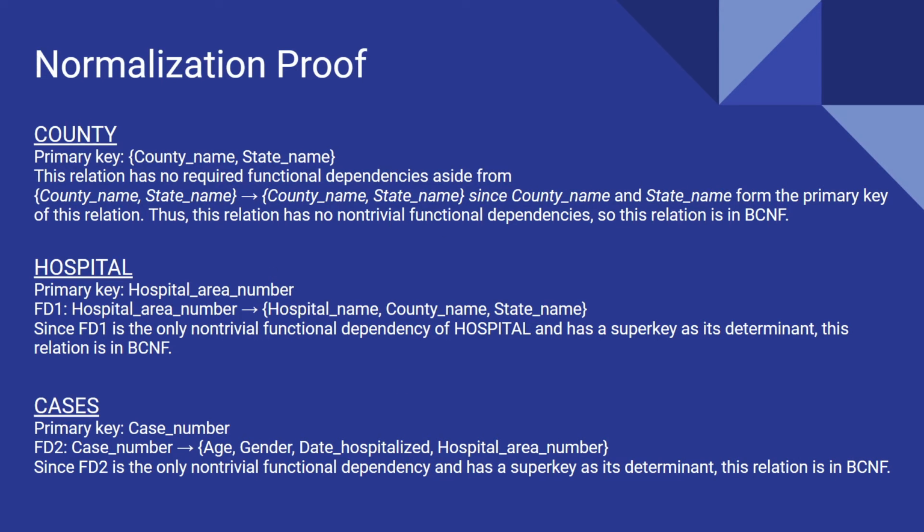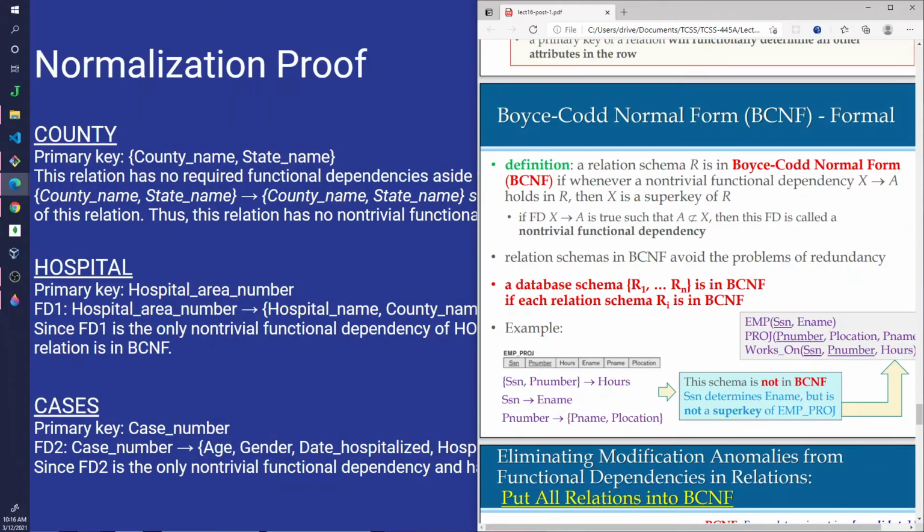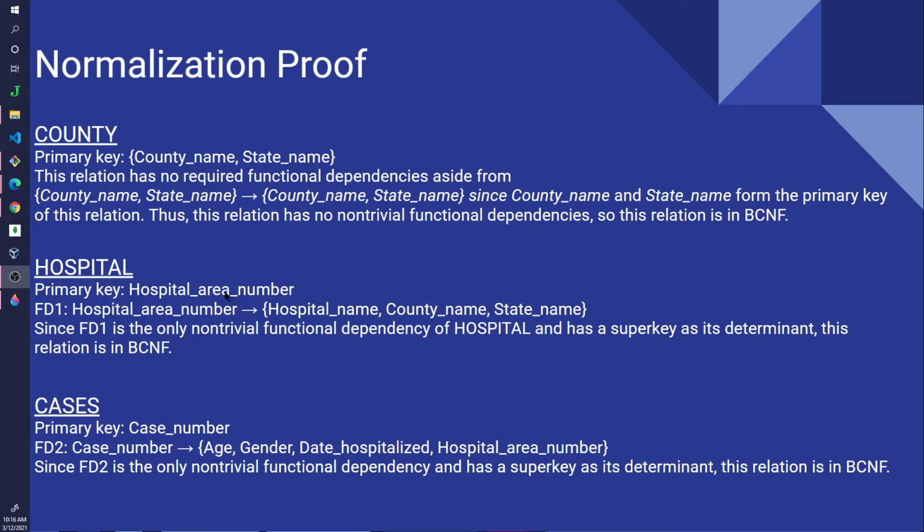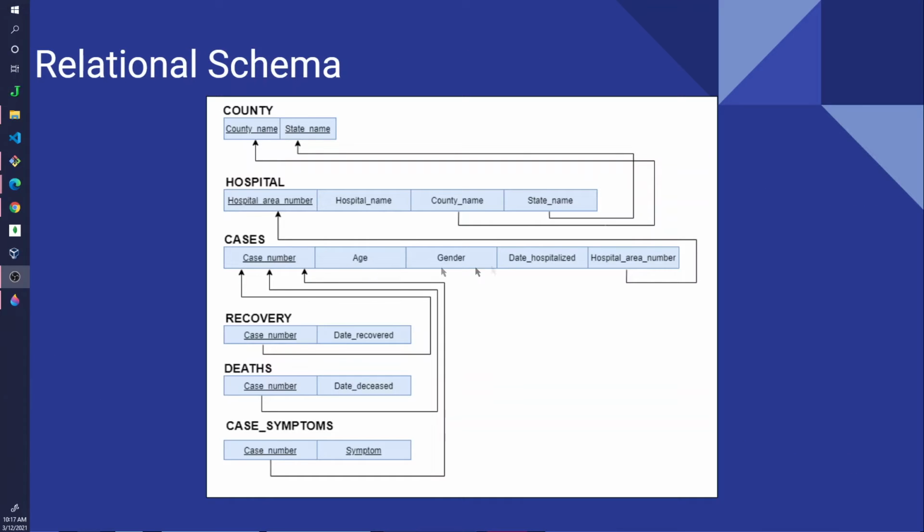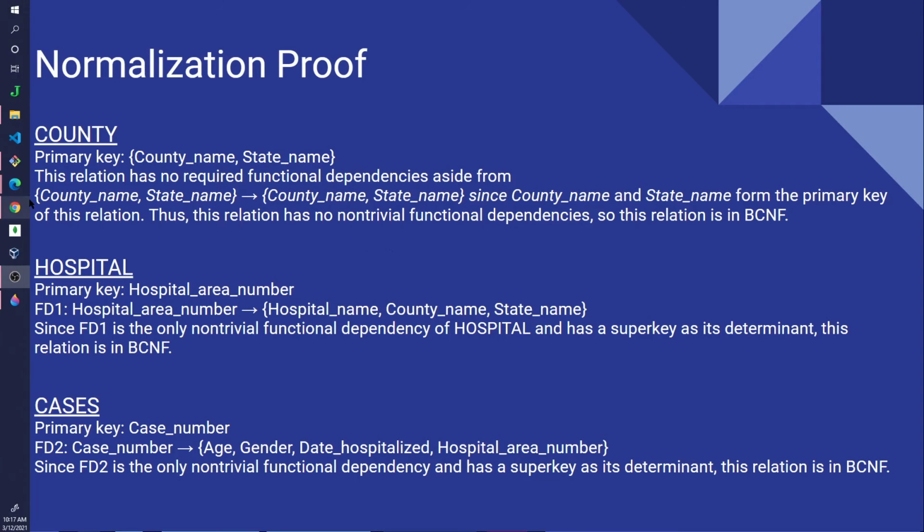And for the normalization proofs, it turns out they were pretty easy, especially if we were working on this definition and considering that there weren't really any functional dependencies aside from the ones that involved the primary key. And so since none of the relations had any sort of non-trivial functional dependency that had a determinant that was not a superkey, then all of the relations are in BCNF form. And of course, since all the relations are in BCNF form, the whole database is in BCNF form.